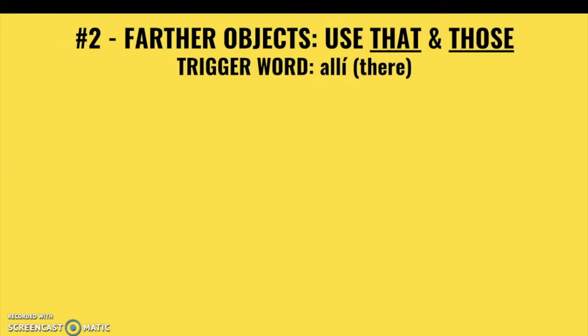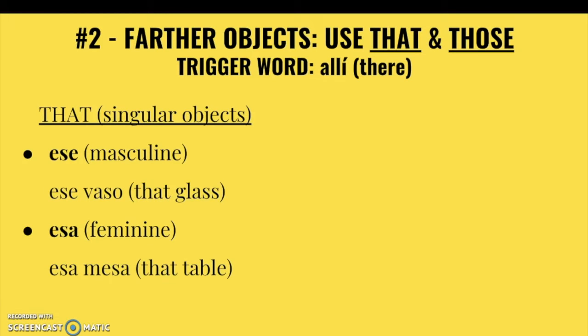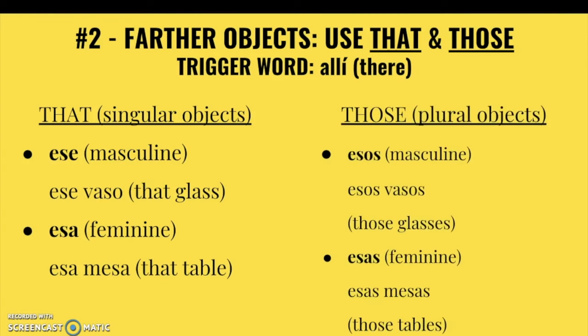What about objects that are farther away, such as that and those? If we see the word allí, which means there, that can help us figure this out. So, for singular and masculine objects, our demonstrative adjective we'll use is ese vaso. For the singular and feminine version, esa mesa. For those, but plural objects now, plural and masculine, esos vasos, those glasses. And for plural and feminine versions, esas mesas, those tables.